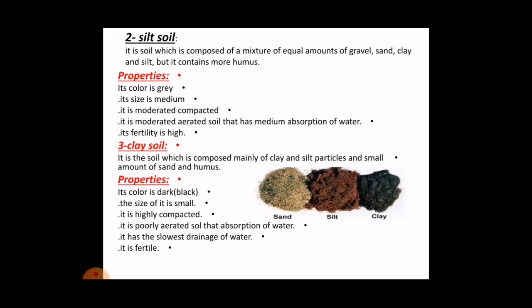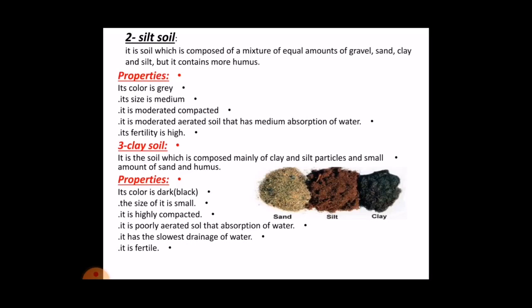It is a soil which is composed mainly of clay and silt particles and a small amount of sand and humus. Its properties: its color is dark, its size is small, it's highly compacted, it is poorly aerated soil that has the highest absorption of water. It has the slowest drainage of water. It is fertile.